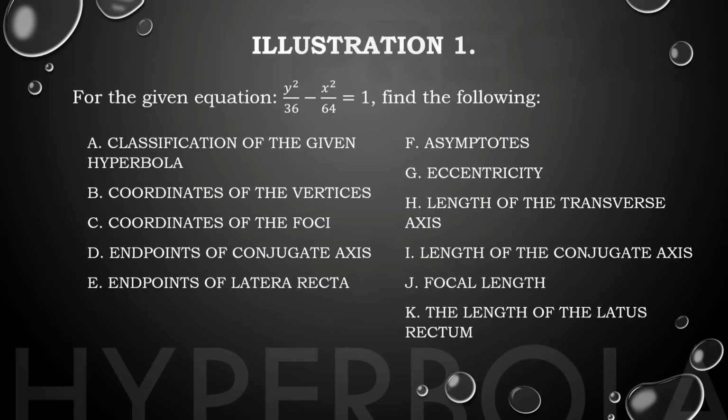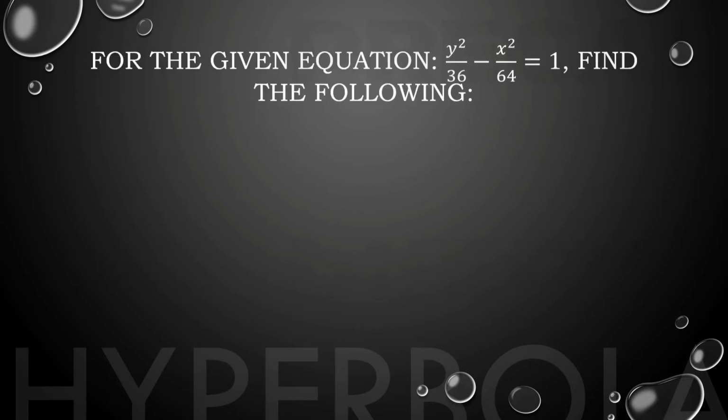So for example, number 1, for the given equation, y squared over 36 minus x squared over 64 is equal to 1. For letter A, ang hinahanap natin dito is yung classification ng given na hyperbola. Para malaman natin kung ano yung classification niya, titingnan lang natin kung sino yung negative or kung sino yung positive, kung yung x squared ba or yung y squared. Dito, ang positive is yung y squared, so ibig sabihin, isa siyang vertical hyperbola.